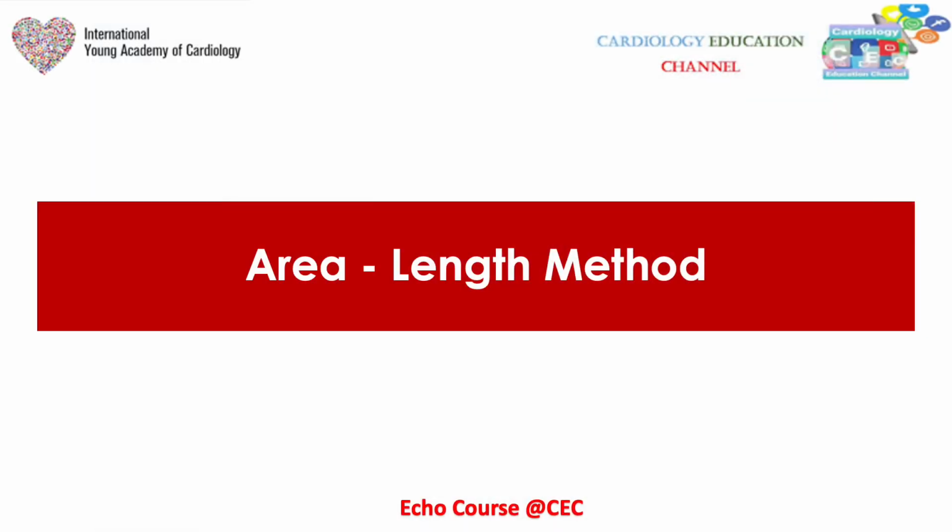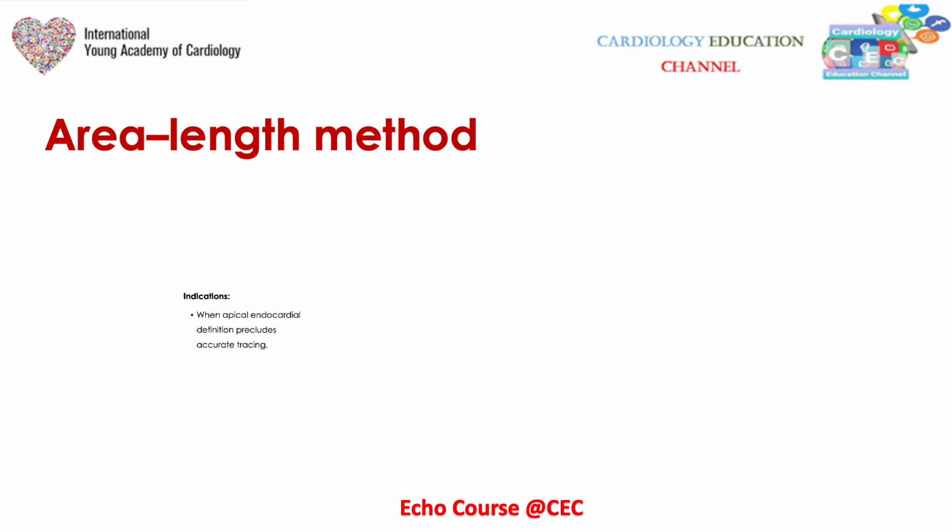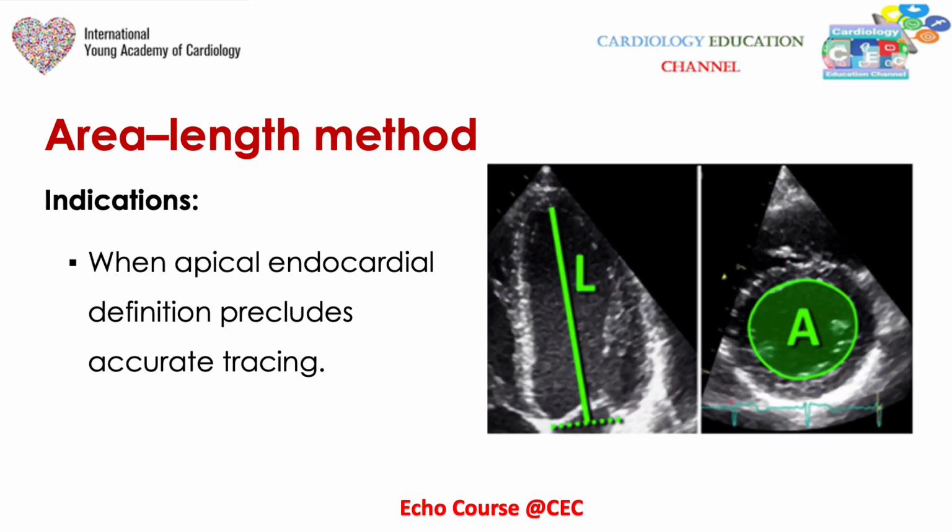Now, moving on to the area length method. This is not a frequently used method, but it may have some benefits. The main benefit and the indication: when the apical endocardial definition precludes accurate tracing. If you don't have a very accurate endocardium to trace, you may use the area length method, especially if your ventricle is normally shaped, not grossly disfigured.